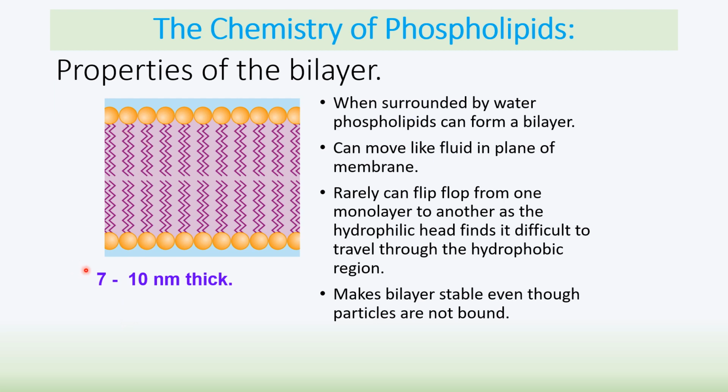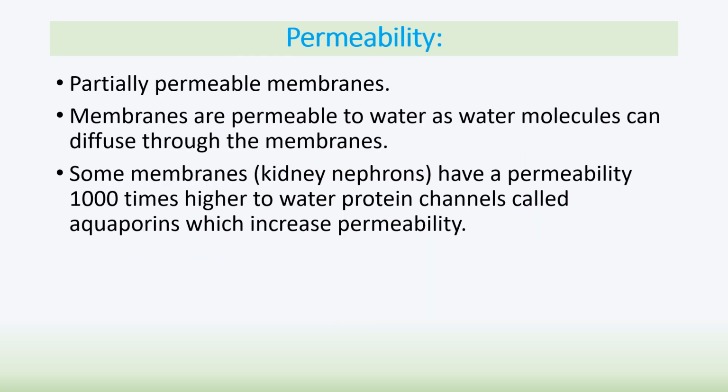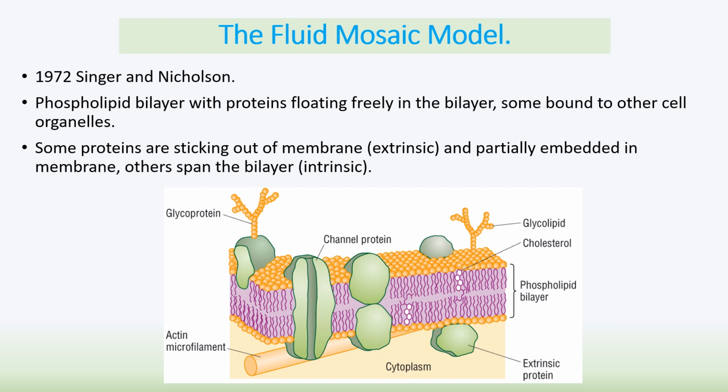They're approximately 7 to 10 nanometers thick from here to here, and because they have a hydrophilic head pulling outwards and a hydrophobic tail pulling inwards, this makes the membrane quite stable, even though the membrane molecules are not bound. The membrane is partially permeable, which we'll come back to a bit later, which means molecules can get through, and particularly water molecules, which we'll talk about through channel proteins. Some membranes have higher permeability due to these water channels, aquaporins.